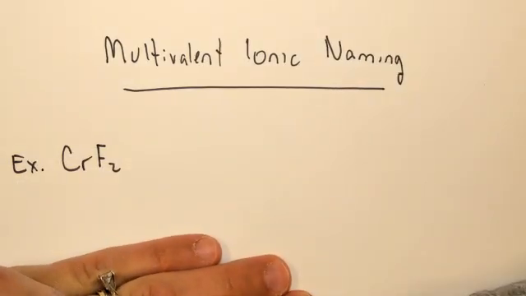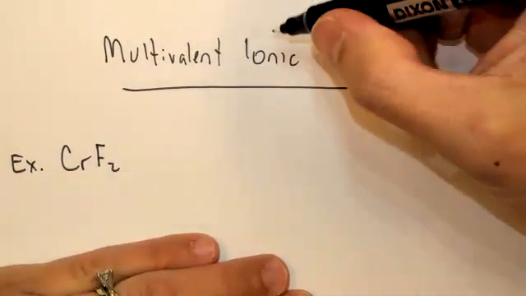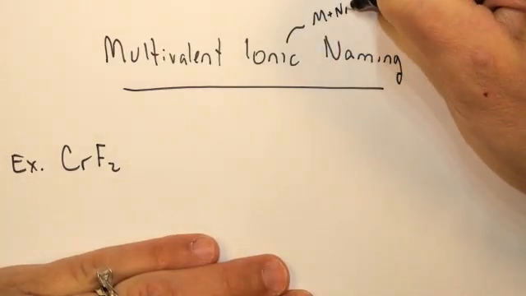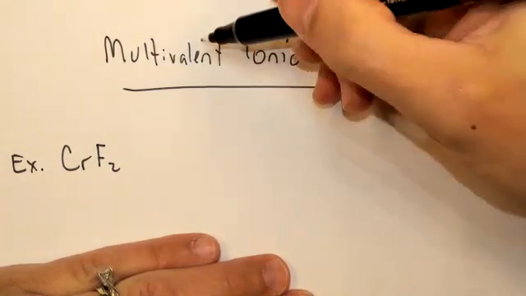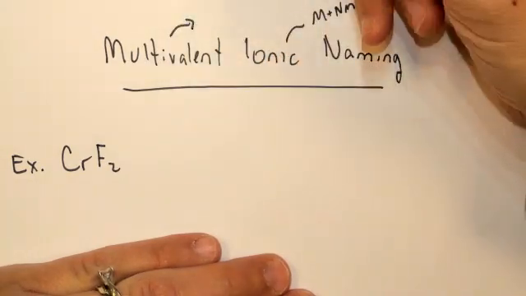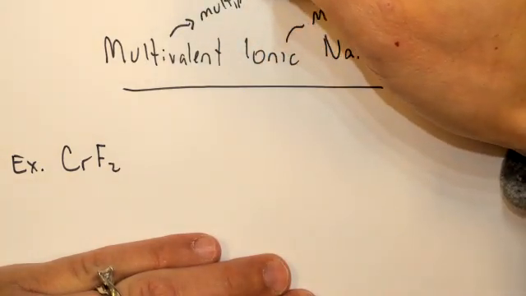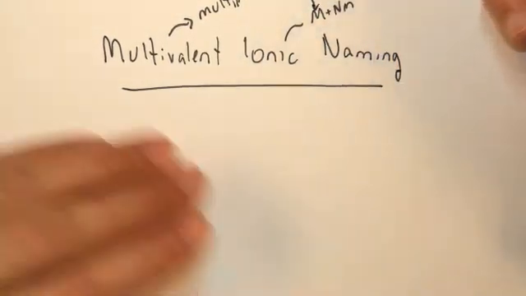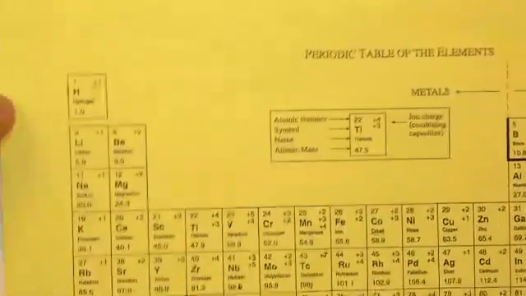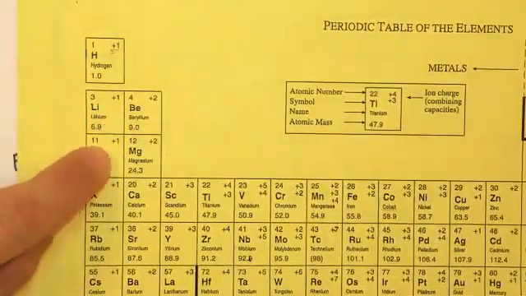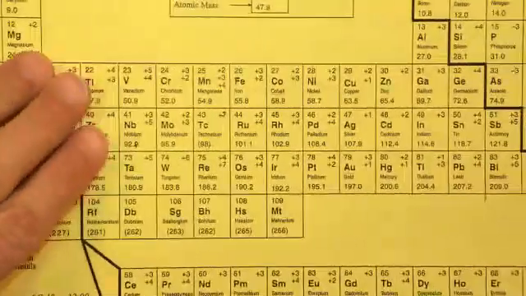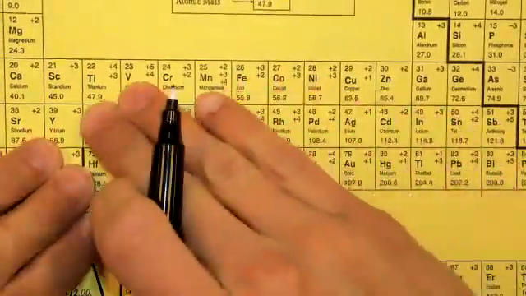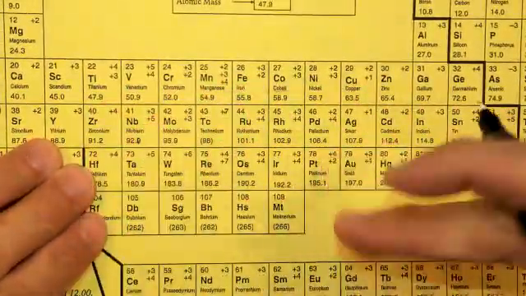When naming multivalent ionic compounds, remember ionic compounds are metals and non-metals, but in this case, multi means that there are multiple charges on the metal. So on our periodic table, in single valent, we've been looking at ones that only have one charge. If we look towards the middle of the periodic table, these are the metals that have more than one charge.